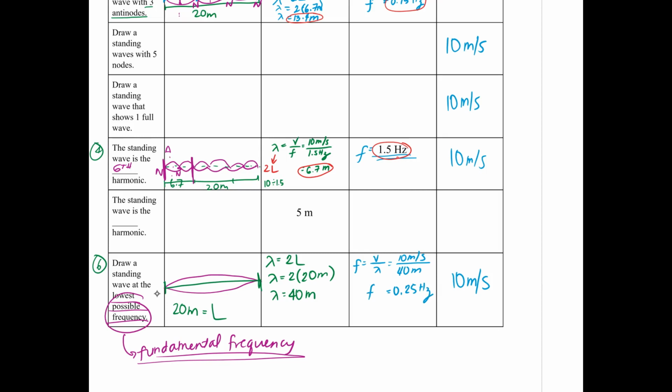Going back to check your work, since this is for the 6th harmonic, this should be 0.25 times 6. This is from the Standing Waves lab that we just finished. The frequency is equal to your fundamental frequency times the number of harmonics.